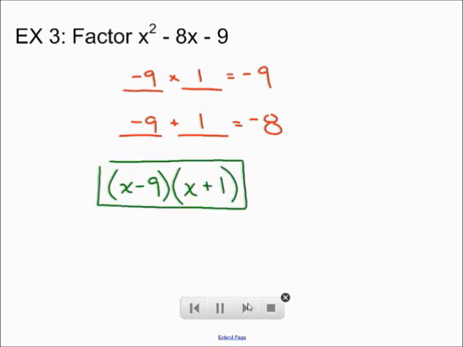That's all we're looking for, and we can go ahead and check our answer as well by multiplying the two binomials, which we learned in an earlier lesson. X minus 9x is -8x. And you combine like terms.